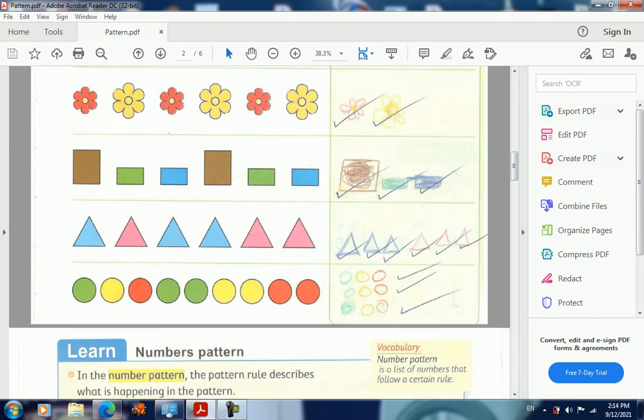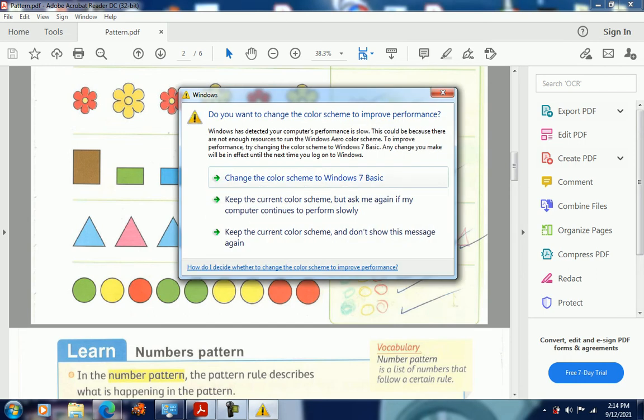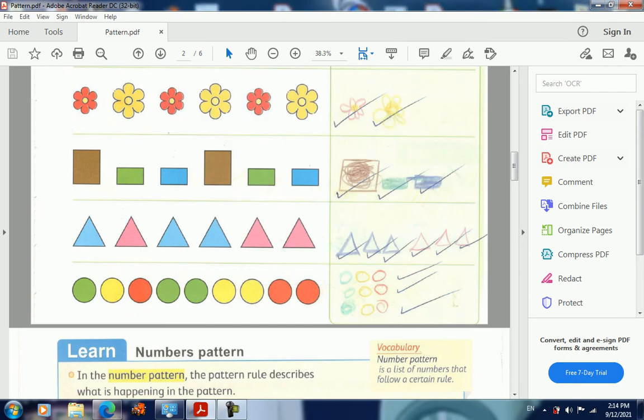For the next row, we got a small red rose, then a big yellow flower. We can say red because red is a color. So we can say there is a small red and then a big yellow. Small red, big yellow, small red and big yellow. So simply we're going to draw extra. We're going to draw a small red, then a big yellow.